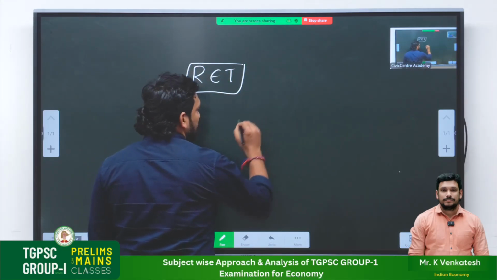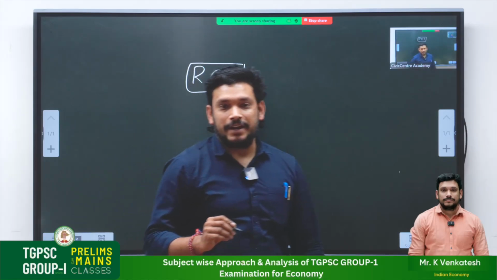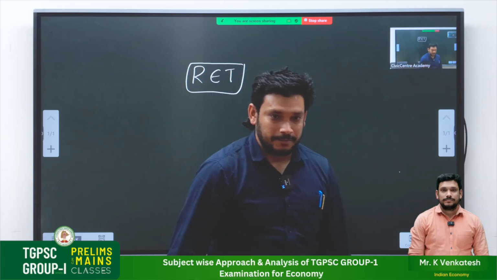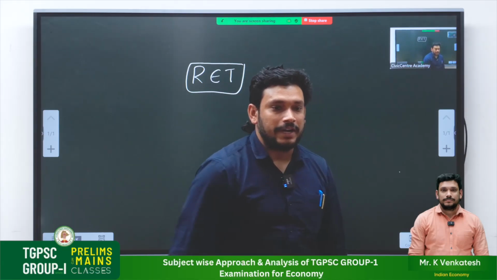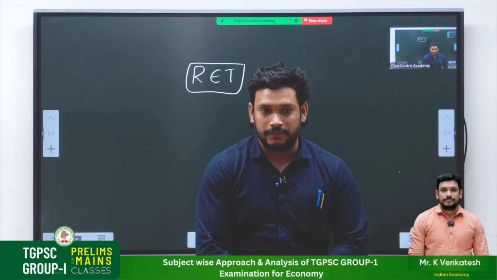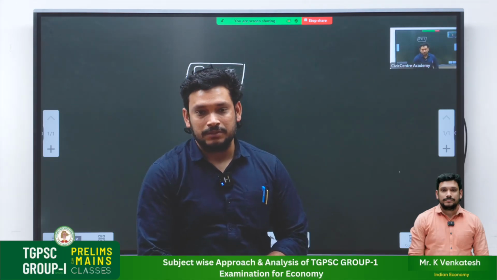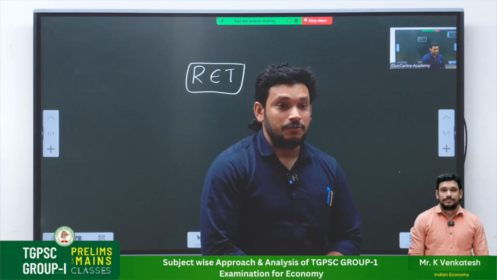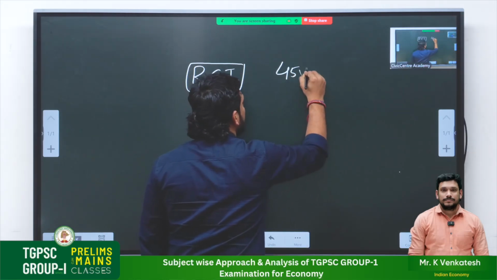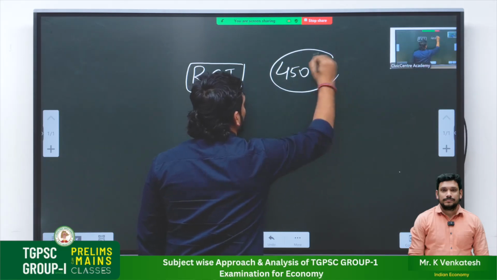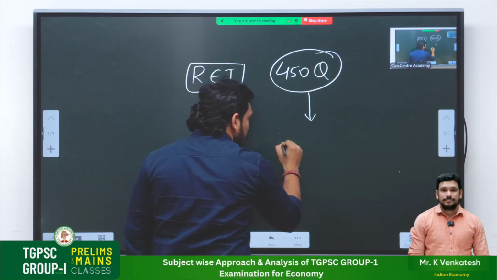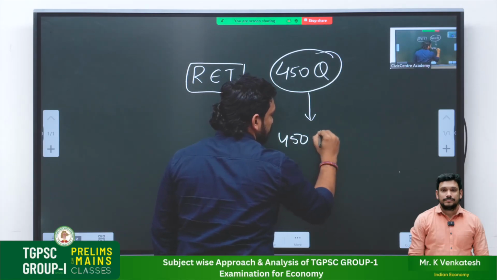Till now, TGPSC have conducted 3 examinations of Group 1, right? In 2022, they conducted one prelims examination, in 23 they conducted one, and in 24 they conducted one. So, how many papers do you have? You have 3 papers, which have 450 questions. So, you have 450 questions in your bank. And these 450 questions will be 450 themes.